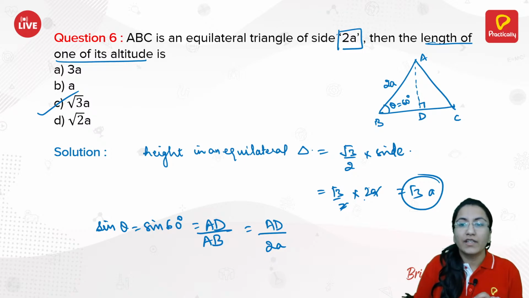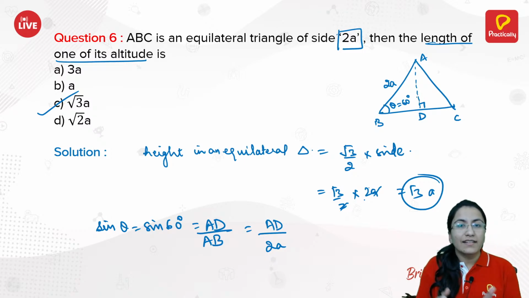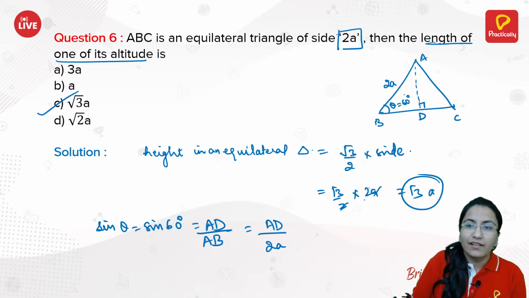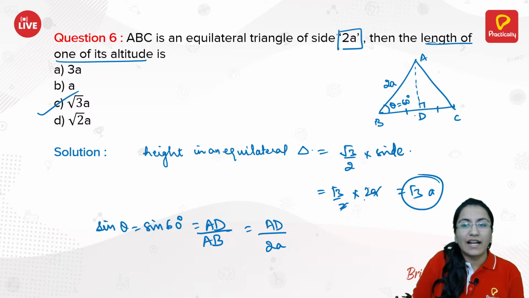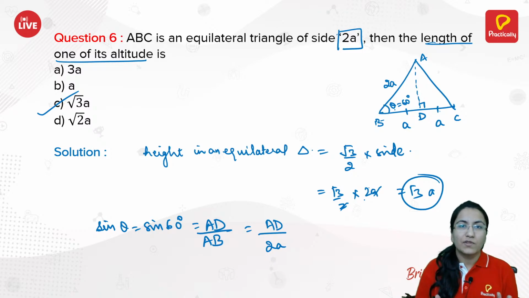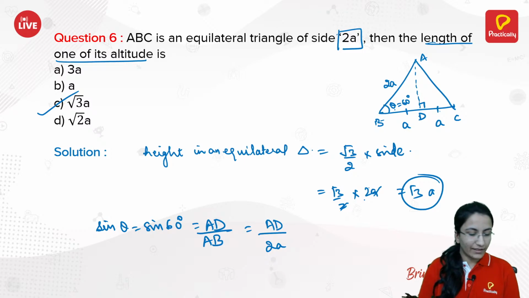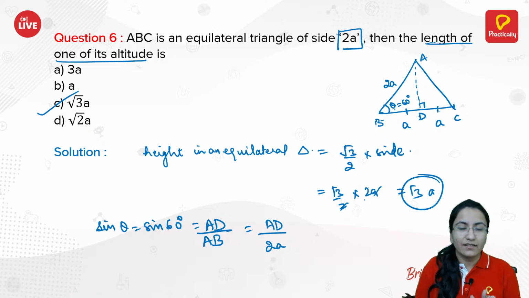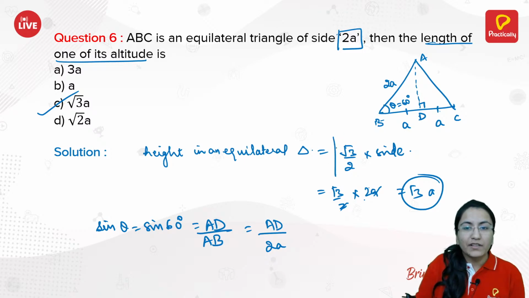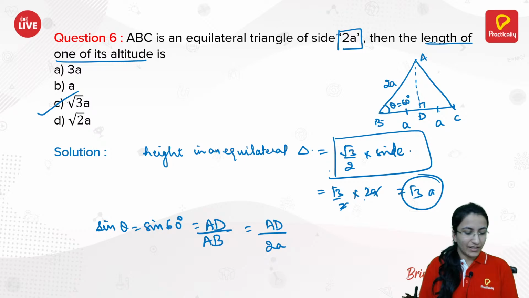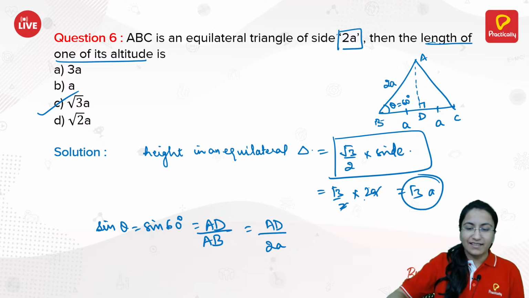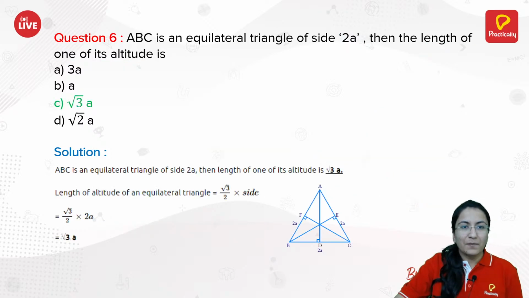For that, what you need to do is, altitude acts as a median also for an equilateral triangle. So definitely you know this is the median. So that means BD equals DC. So you have a and a here. So if BD is a, AB is 2a, definitely you can write AD in terms of small a. So here you are correct. You can even use the Pythagoras theorem, but that will consume more time. So directly remember the formula, that would be great. Okay, so you have C option as the correct answer. Let's jump to the next question.